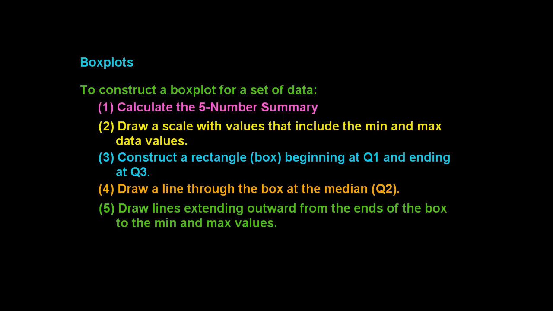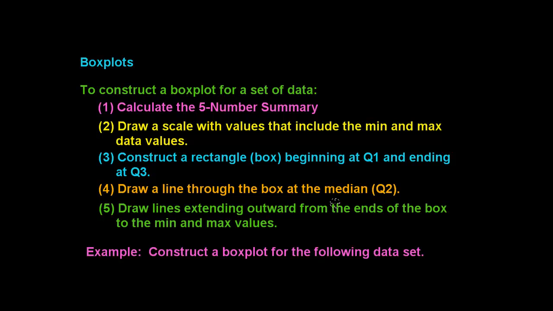And finally, you want to draw lines extending outward from the ends of the box to the min and max values. Box plots have often been called box and whisker plots, because we have the box, and then with these lines extending out from both ends, it kind of looks like it has whiskers. Here we'll just refer to them as box plots. So let's work an example.